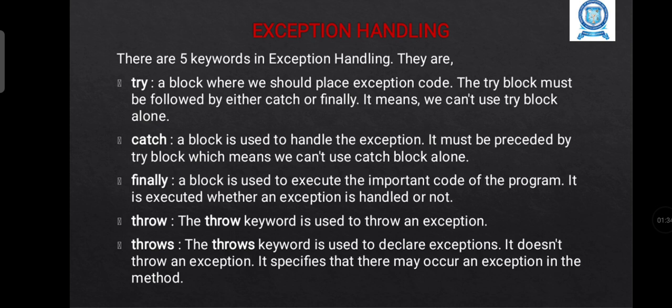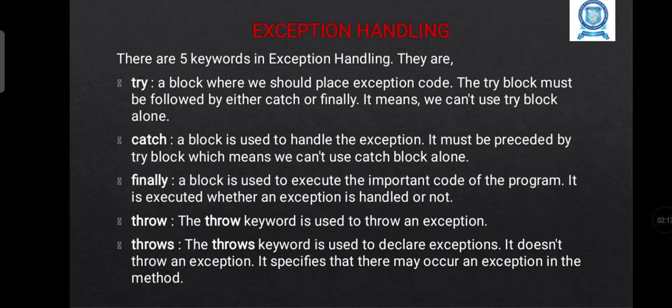The try block is the block where we place all the code that may cause an exception. The try block must be followed by either catch or finally. It means we can't use the try block alone. Catch block is used to handle the exception. It must be preceded by the try block, which means we can't use the catch block alone. That is, if an exception arises in the try block, the code necessary to handle the exception will be placed in the catch block. The finally block is used to execute the important code of the program. It is executed whether an exception is handled or not.